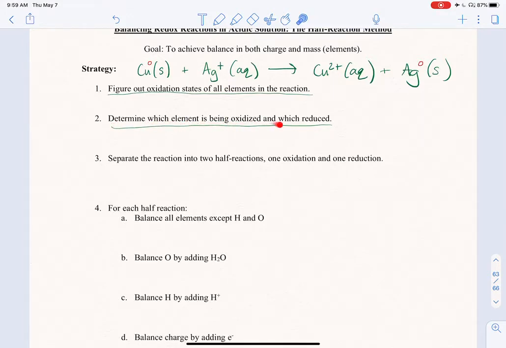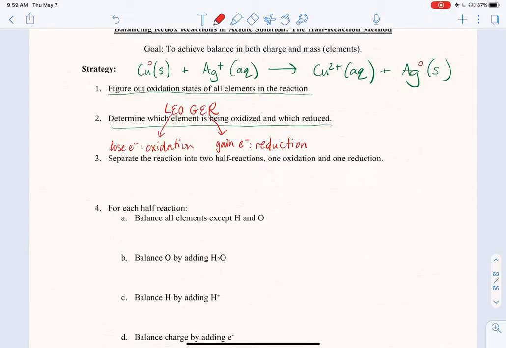Now we want to determine which element is being oxidized and which element is being reduced. In order to do that, I'm going to teach you some vocabulary. I know you learned about this last semester probably, but just to refresh your memory, this mnemonic device is very useful. Leo the lion goes grr. That stands for lose electrons, oxidation, that's Leo. And grr stands for gain electrons, reduction. That will help you remember what oxidation and reduction actually mean.